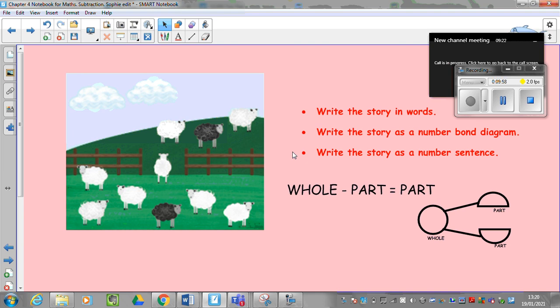If you wanted to show the story as a part whole model, that's absolutely fine. If you want to show it in a different way, that would be really interesting to have a look at. Maybe you could use a tens frame. Maybe you could use your beads string that you got in your learning pack. Totally up to you, okay? So you only have to do this one or the other one, and they are totally optional, so you don't have to do any of them if you don't want to.